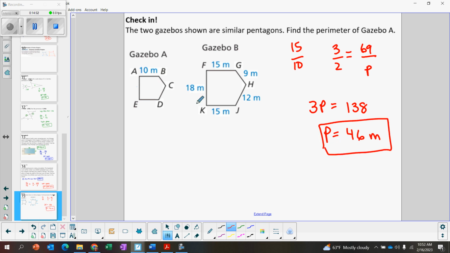And that is section 8.1, similar polygons.